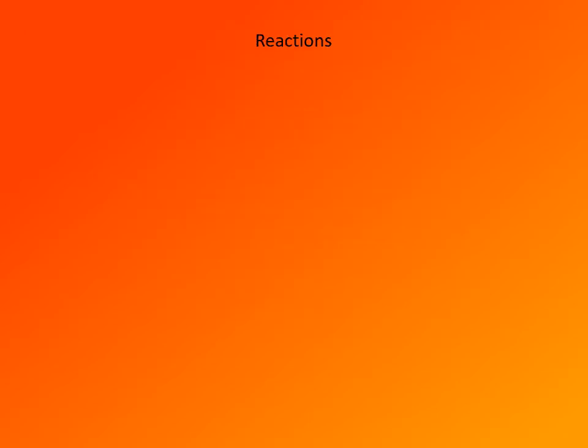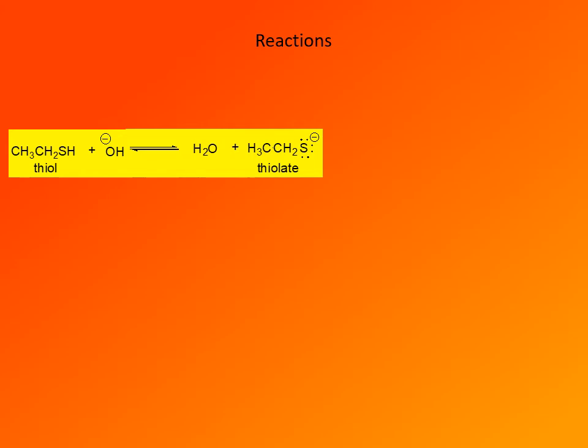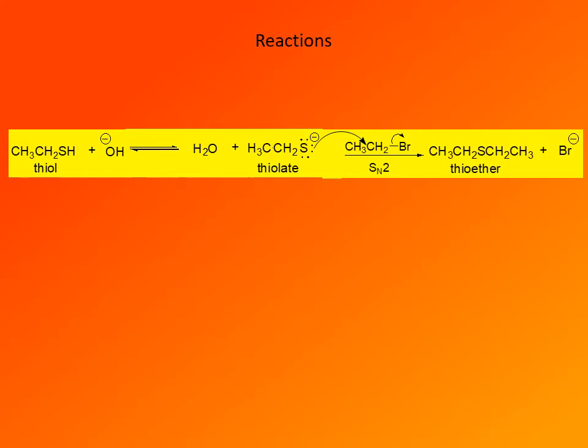And we will now look at some reactions of sulfur-containing organic compounds. So thiols are readily deprotonated to give strong bases, the corresponding thiolates. And so thiolate is a very strong nucleophile, much stronger nucleophile than hydroxide, which means that they readily undergo SN2 substitution reactions. So with alkyl halides, they give the corresponding thioethers or sulfides.